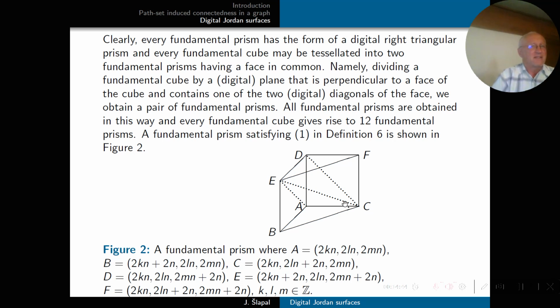Namely, we may cut fundamental prisms in such a way that we will obtain three tetrahedra. We may do it in two ways: in this way, and the dual way. Here we cut off, say, the C vertex. So you see that there are two different ways. And each such tetrahedron is called a fundamental tetrahedron.